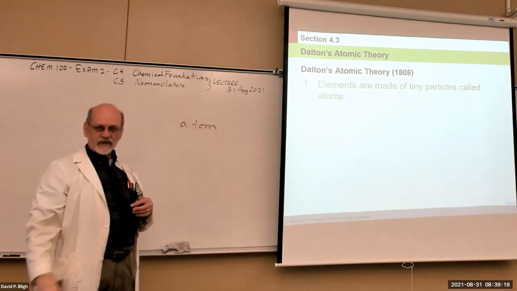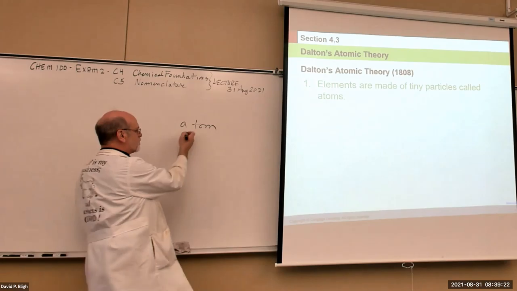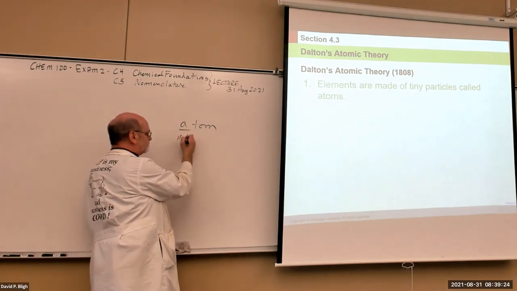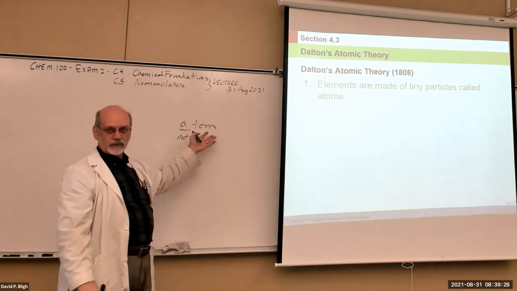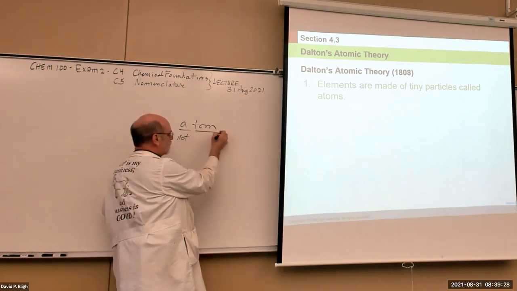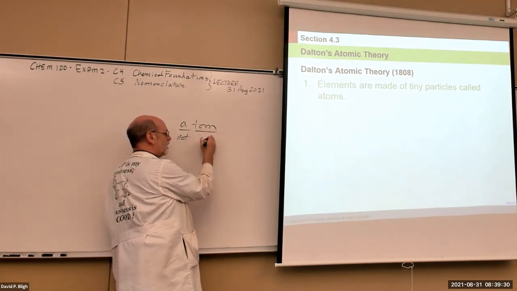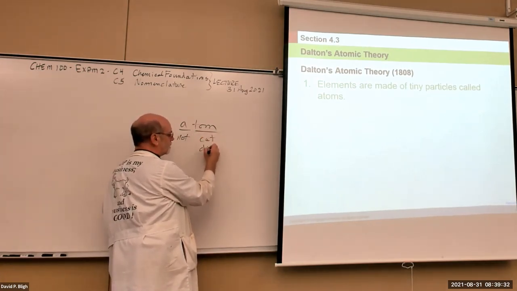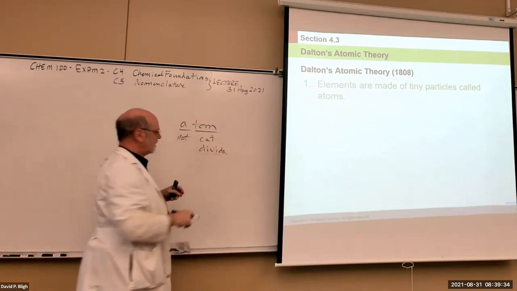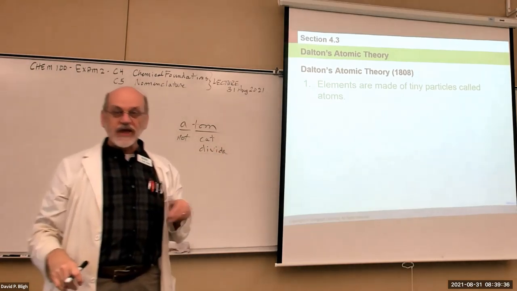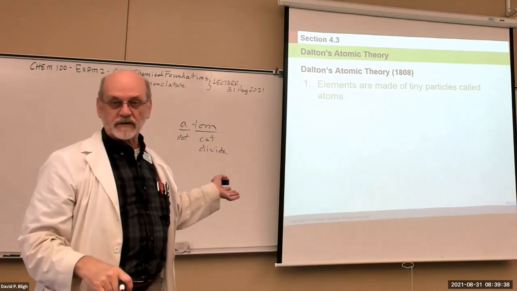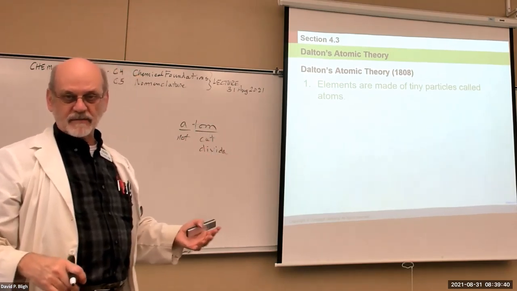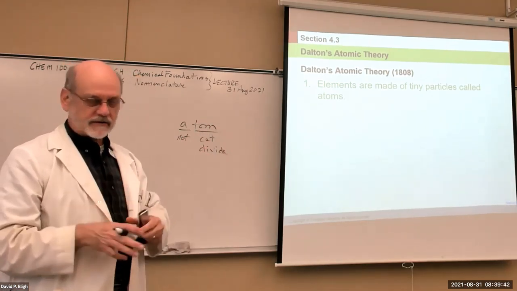The Greek word atom, A is a prefix that means not. It's just the opposite of whatever the root is. And tomos is Greek for cut or divide. So the atom is something that you can't cut. You can't make it any smaller. It's the simplest possible substance.